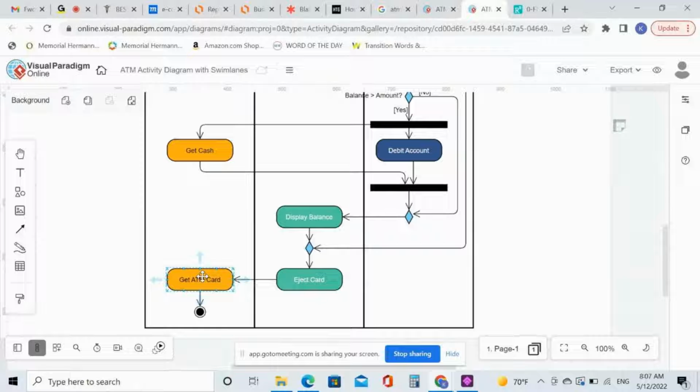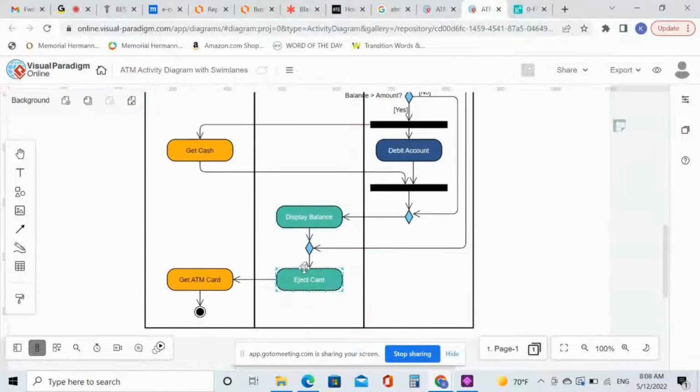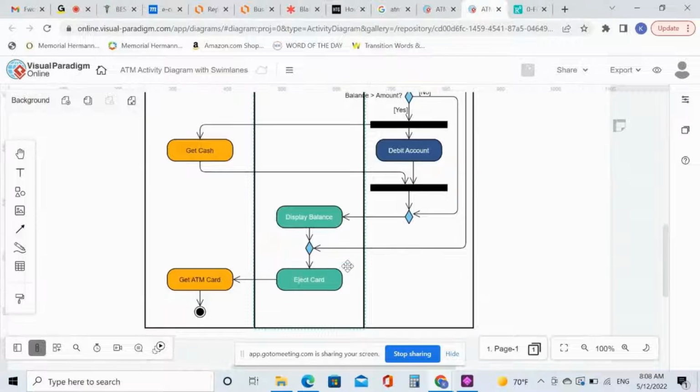If in the previous case your balance is lesser than the amount, it is a no case. It will come out, display the balance, and give an error message in the ATM machine saying no sufficient balance. I think we need to add one more process symbol there that says no sufficient balance, and then it will eject the card and give the card to the user. Right? For yes, you have to create a flow. For no, you have to create a flow. Is that clear?